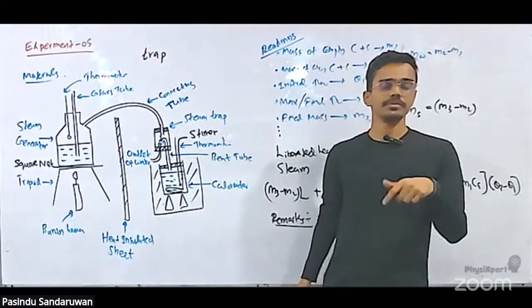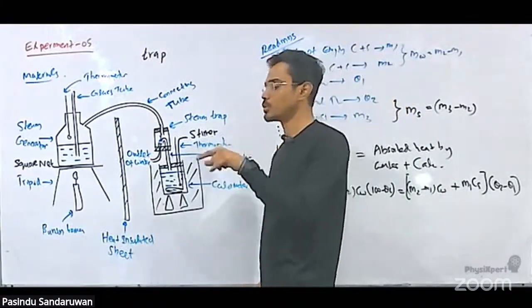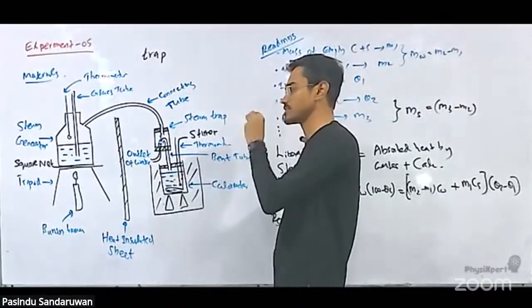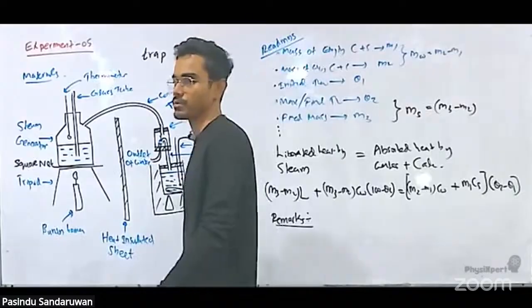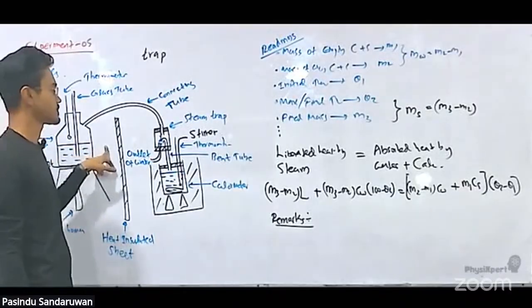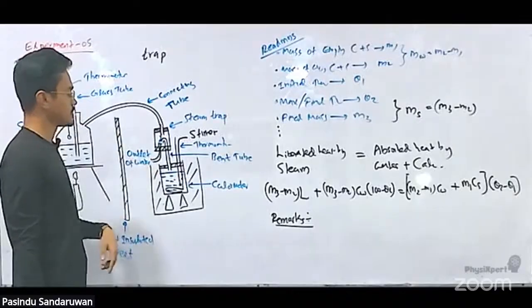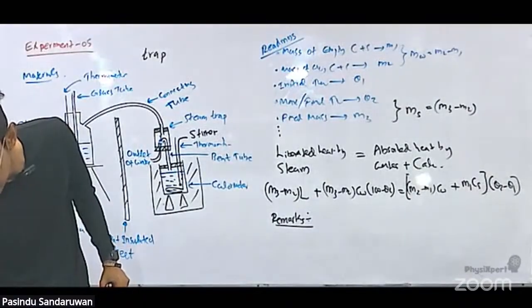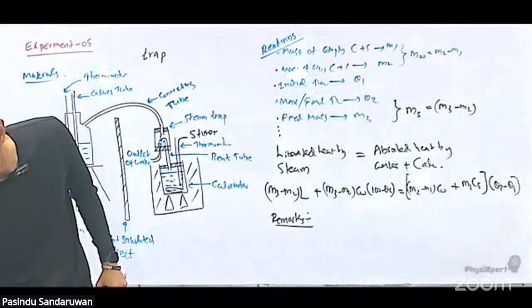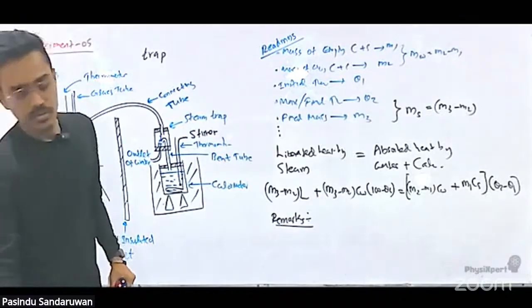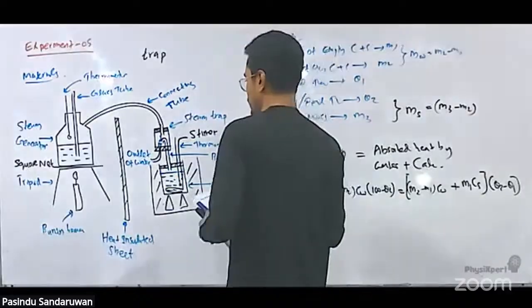Within brackets, water goes out from the outlet. The water is condensed water, so write it like that: condensed water goes out from the outlet, and only steam flows through the bent tube. Right? Okay.